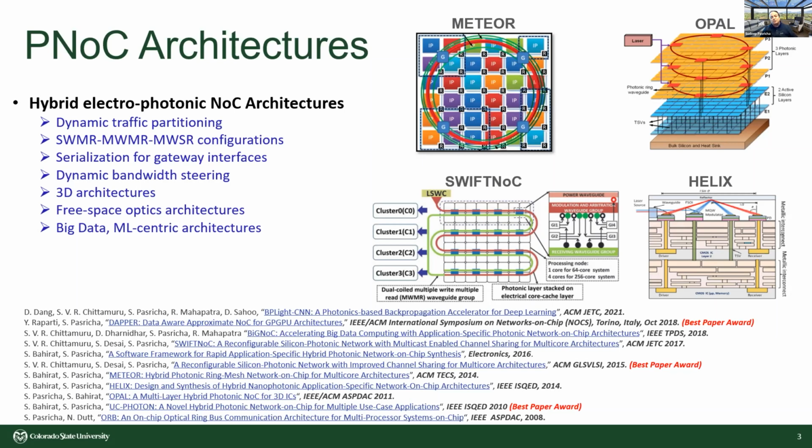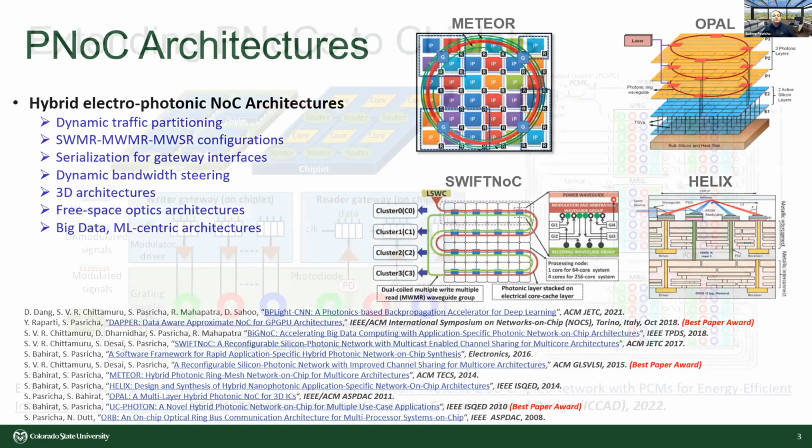We've designed new types of architectures that combine different configurations for optical links. We've pioneered and pushed for serialization at gateway interfaces, by bandwidth steering in a dynamic manner. We've also designed 3D architectures, free space optics architectures, and then also more recently, architectures designed to accelerate workloads for big data and machine learning.